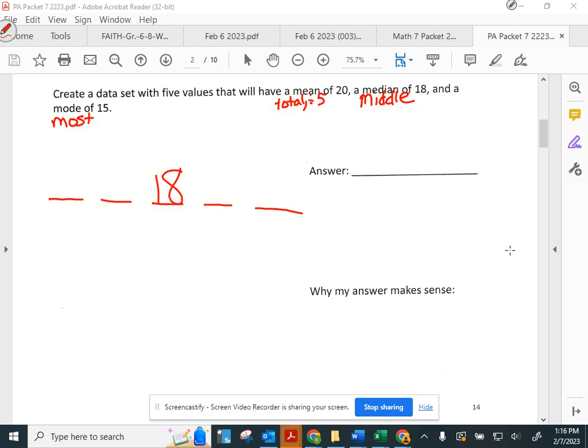So to figure out if our mode is 15, I'm going to want to see 2 15s. I'm going to need to figure out what my last 2 numbers need to be to get a mean of 20. Okay, so you're going to have to work that out and see if you can figure out those last 2 numbers. Our next page is that 5-card challenge.